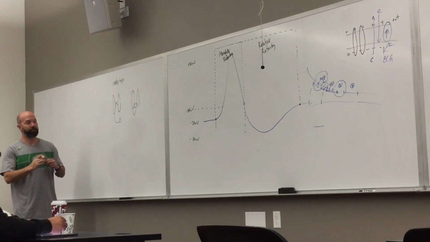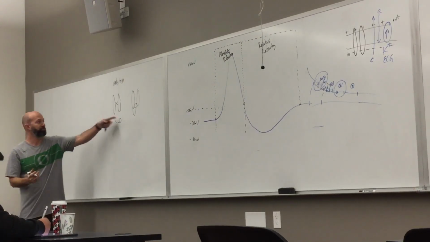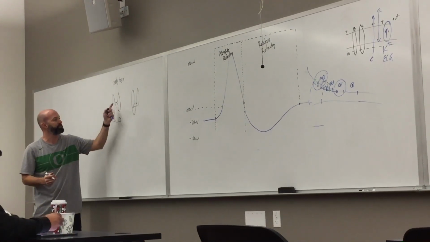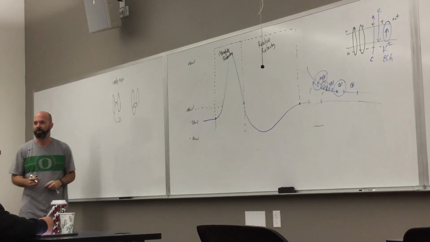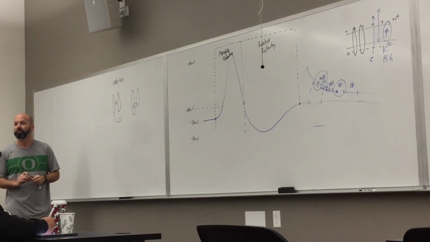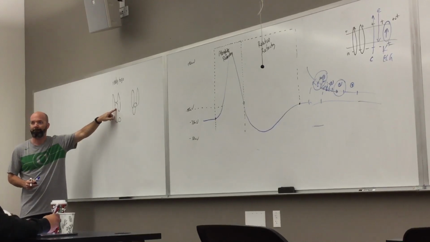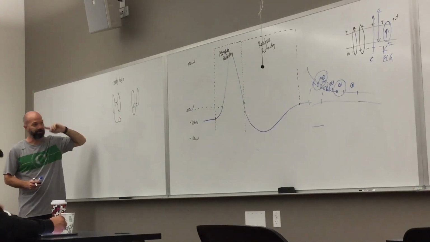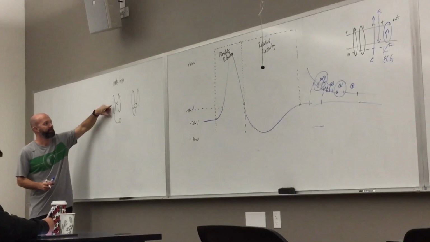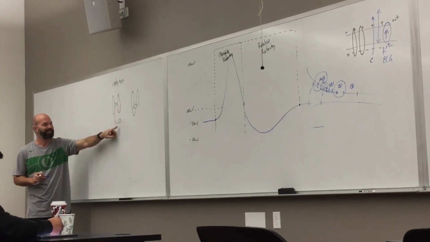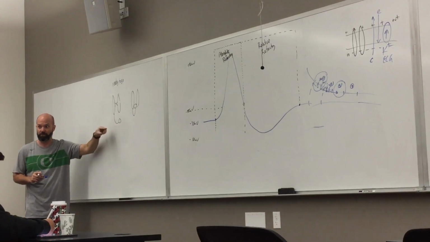Now, in order for the channel to be open, both gates have to be open. And in each of these scenarios, one of them is closed. But it does matter which one. So this is the one that's ready to go. So upon hitting threshold, and this is what we wrote on the board, the activation gate opens immediately. The inactivation gate slowly closes.